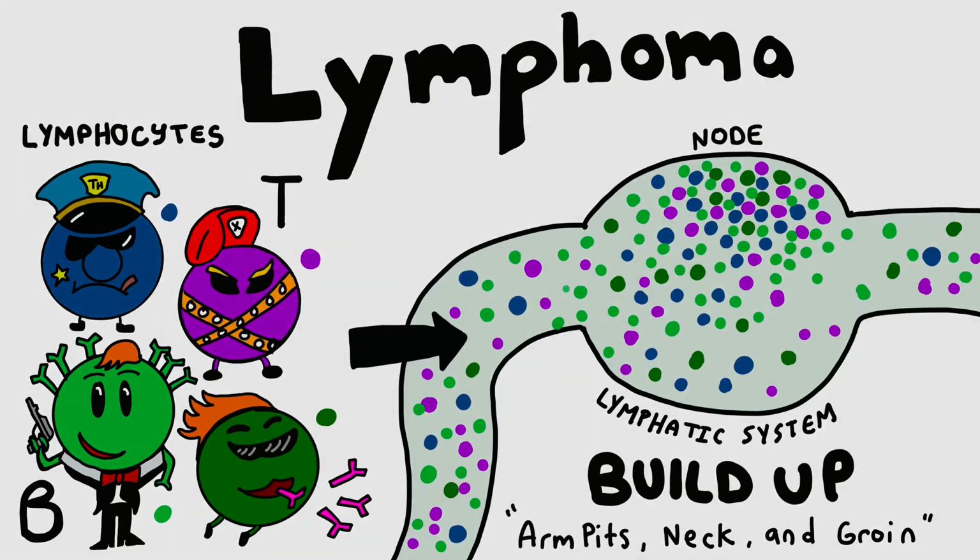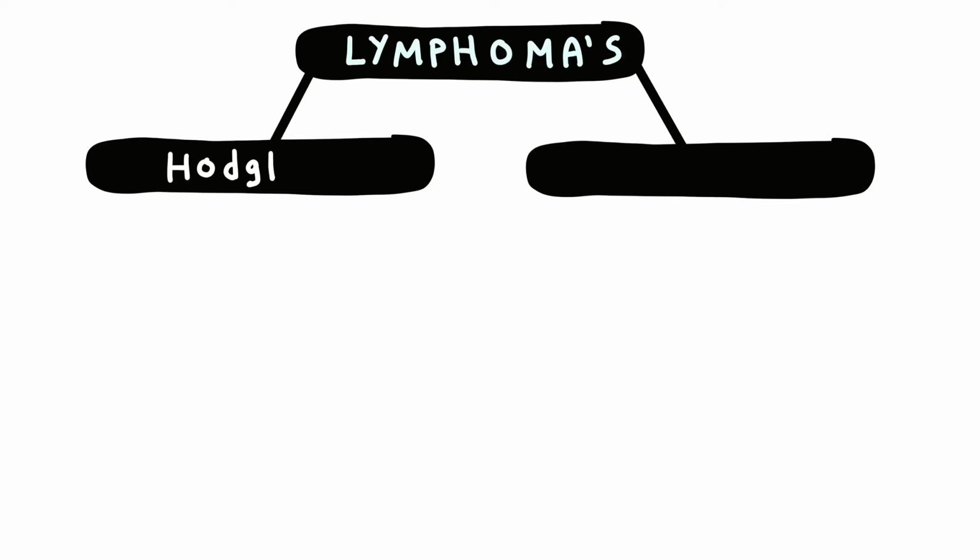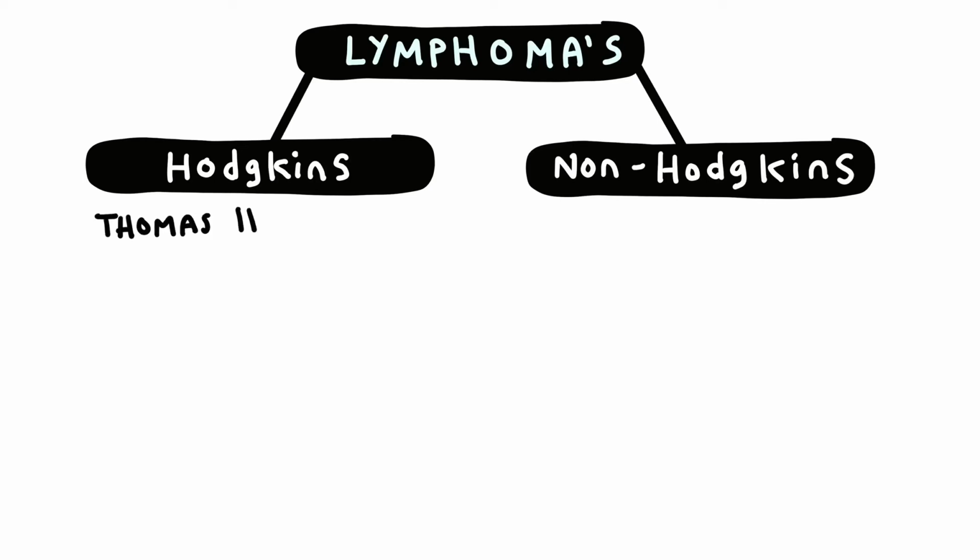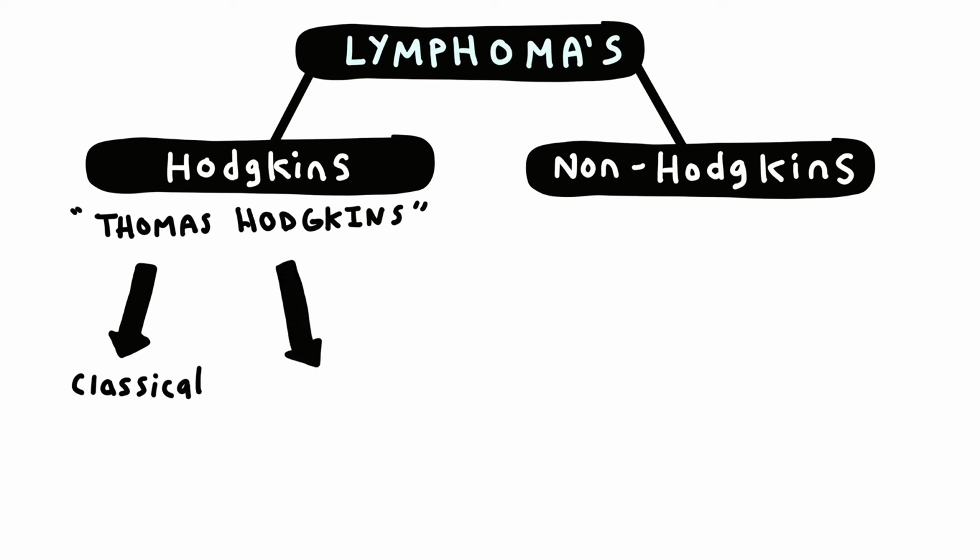So to dive a little bit deeper into these lymphomas, we break the lymphomas into 2 major categories. That includes the Hodgkin's lymphoma and the non-Hodgkin's lymphoma. These 2 types are then broken into several subtypes. Hodgkin's lymphoma was originally discovered by Thomas Hodgkin, thus the name Hodgkin's, and is broken into 2 broad categories: classical Hodgkin's lymphomas and nodular lymphocyte predominant Hodgkin's lymphomas, which are when abnormal B cells develop.